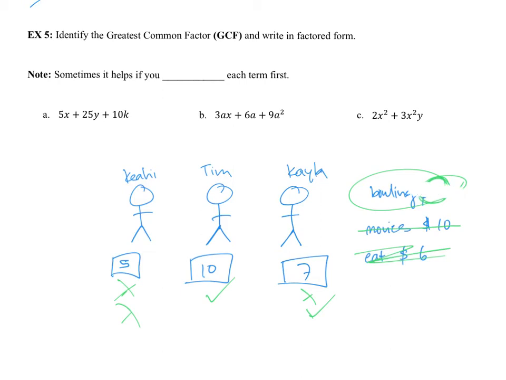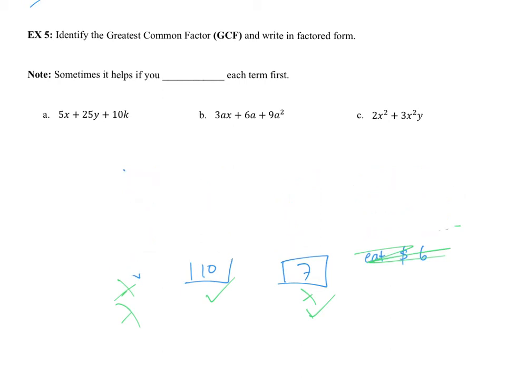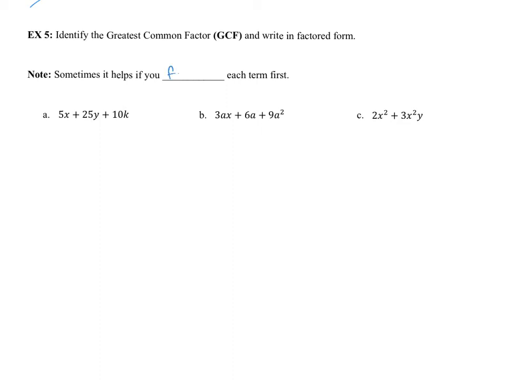So let me go ahead and erase this from my screen. Let's see if we can apply this to some math. Okay. So first off, note, sometimes it helps if you factor each term first. And what does it mean by factoring? Well, for example, if you have the number 15, you could factor 15 into 3 and 5. If you had the number 4x squared, you could factor this into 2 times 2 times x times x. So some examples of factoring.